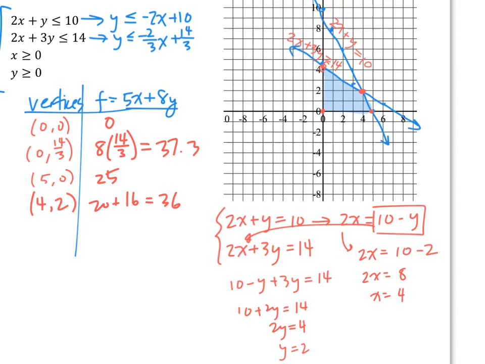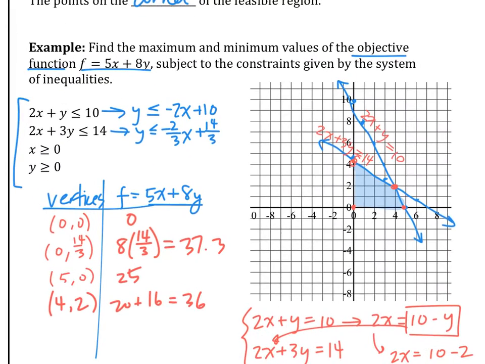Okay. Let's make sure we are answering the question. Find the maximum and minimum what? Okay, so it says maximum, minimum values. What does values mean? Are they asking for the point or are they asking for the actual value? Actual value. So make sure you read the question. They want the actual value.